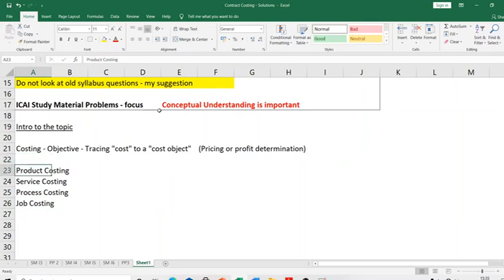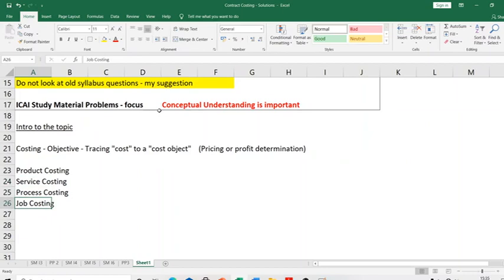So if you look at all these chapters, all of these are in your cost and management accounting syllabus, all of these are individual chapters. Each chapter focused on cost calculation and associated concepts with respect to one single type of cost object. Here it was product, here it was service activity, here it was a process, here it is job.